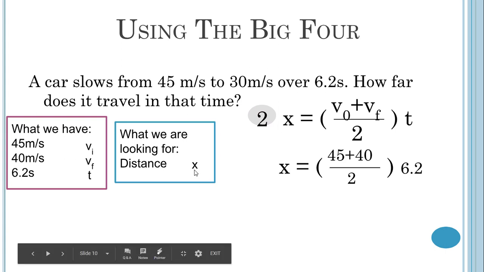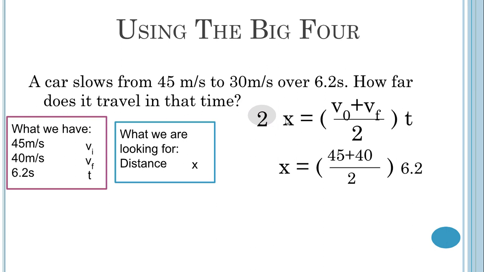Since we're looking for time, or excuse me, since we're looking for distance, I don't need to rearrange the equation at all because x is already by itself. So all I'm going to do is plug in the numbers. If you notice, I went ahead and used 40 here instead of the 30 that's in the problem. That's my mistake. Okay, so we plug in our numbers.